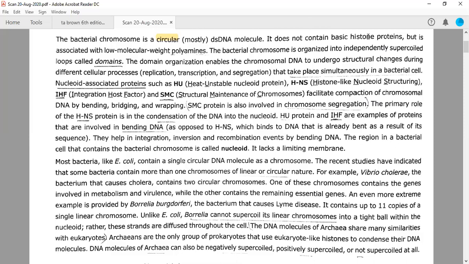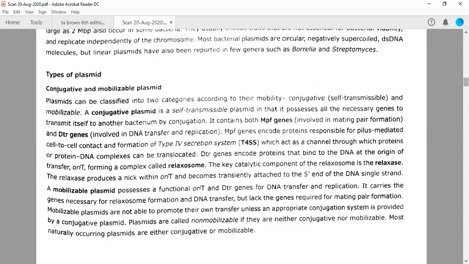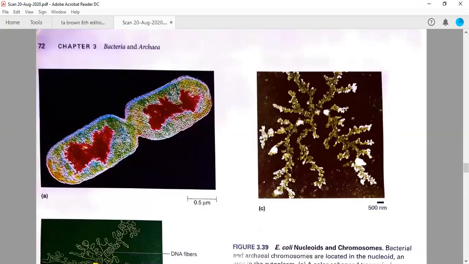Now, the second thing is, do they have histones? Let me ask in this way: does the nucleoid region always have just double-stranded DNA? Obviously no, because the nucleoid region, which we have discussed, has two things. One is double-stranded DNA, and it also has certain proteins which help this DNA to be compacted in this particular region that is called the nucleoid.